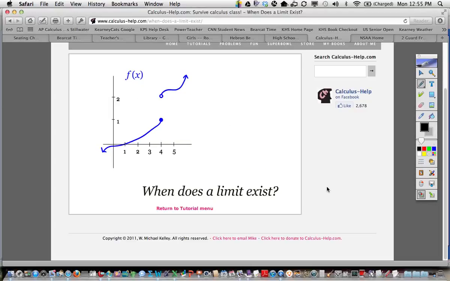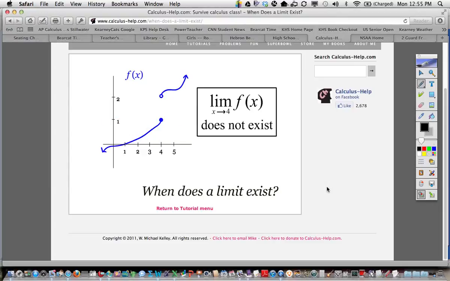Now it's time to get down to the brass tacks and look at this mathematically. Take a look at the graph of this function f of x. Visually you can see that it's got a break in it at x equals 4. So, if we travel towards 4 from the right, we will arrive at a height of 2. However, if you travel towards 4 from the left, you will arrive at a height of 1. This means that no limit exists for f at x equals 4.